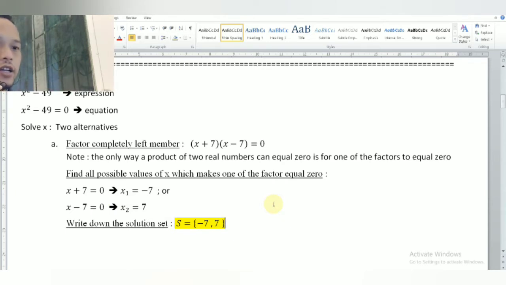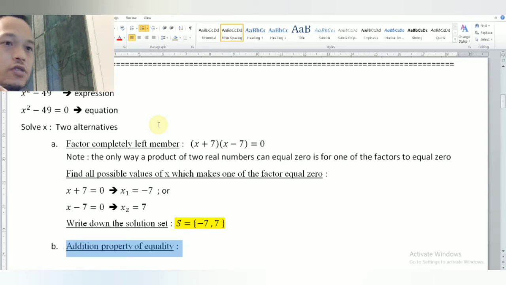How about the second alternative? We are still speaking about the same equation. Okay. The second alternative is using the addition property of equality. Don't forget, the addition property of equality means that when you add to the left member a number or a variable, you apply the same to the right member.